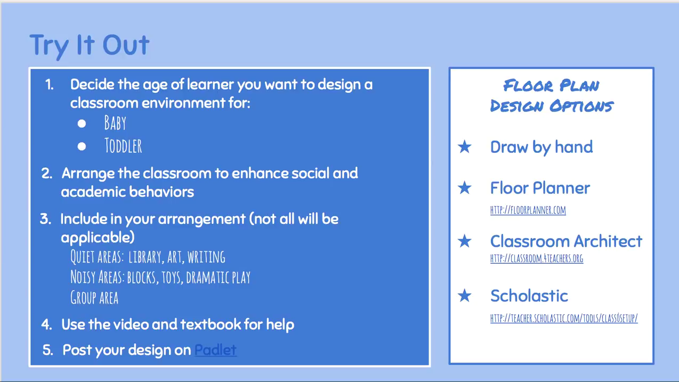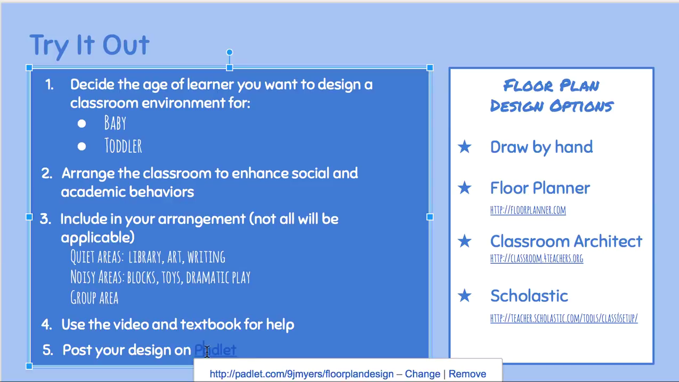Include in your arrangement quiet areas, and I have 3 listed, noisy areas, I have 3 listed, and a large group area. Now, depending on if you're working with babies, toddlers, preschoolers, or school agers, this will look different. So make sure that you're really thinking about the age of learner you want to work with. And then use the video on the last slide and also your textbook to help you design this classroom. And then you're going to post your design on Padlet.